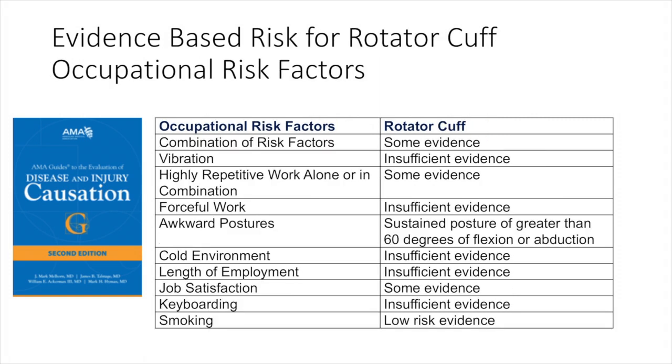So, again, we got some occupational risk factors, some evidence, combination, highly repetitive work alone, some evidence there. Awkward posture, the most important thing with the shoulder is looking at flexion of greater than 60 degrees. Okay, so it's that forward here and elbows out.